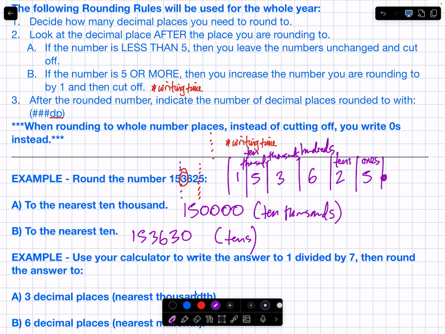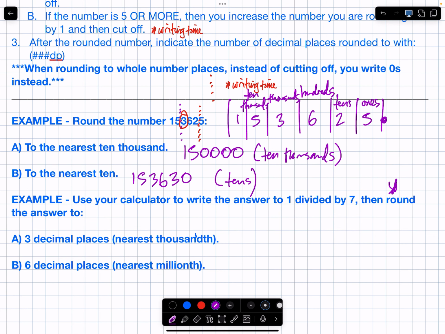Hopefully that demonstrates those steps. Can you get some writing time? Get down that example. Then I'll show you with decimals. And then I'll shut my mouth.